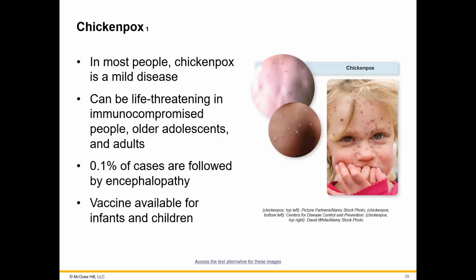Chickenpox is caused by a virus, okay? Chickenpox is caused by the virus varicella zoster. It is a herpes virus. Chickenpox is usually mild for most people. They'll get this itchy vesicular rash on them.